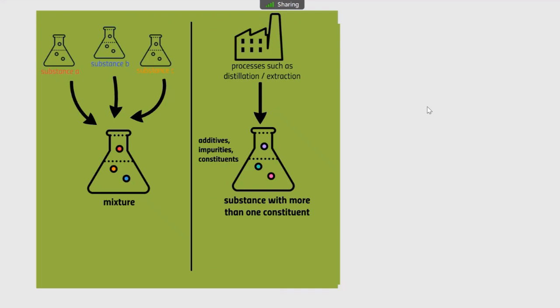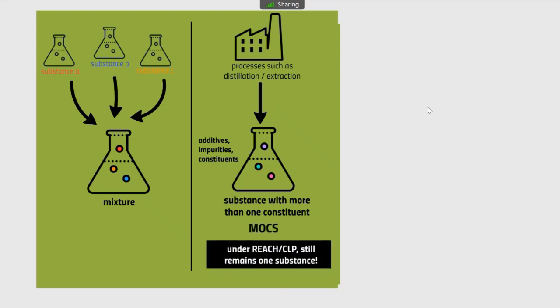For example, if you look at a process like distillation from a plant, you will extract a substance with more than one constituent that can have multiple constituents. In this case, because of how it is obtained, it will be seen by REACH and CLP legislation as one substance and defined as a substance with more than one constituent. From now on, I will use the abbreviation MOCS to make it a little bit easier during the presentation, so keep that in mind.